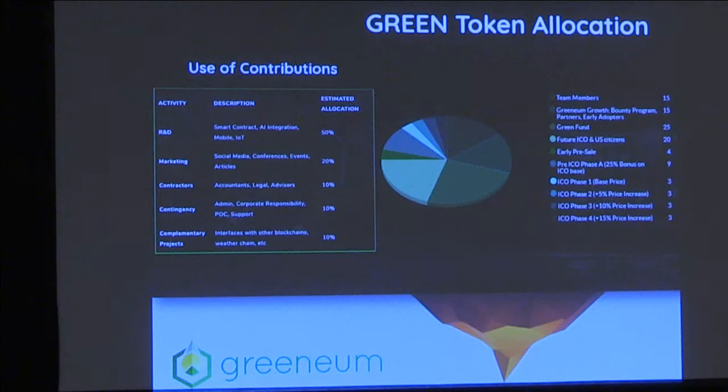As for the Green token allocation, it's all transparent. We treat it as a public company. We have a certain amount of tokens, which is 1 billion tokens, but the supply is limited and released to the market in phases that you can go over. And the use of contributions is mainly to continue the development and on all the needs of the platform and services behind it.